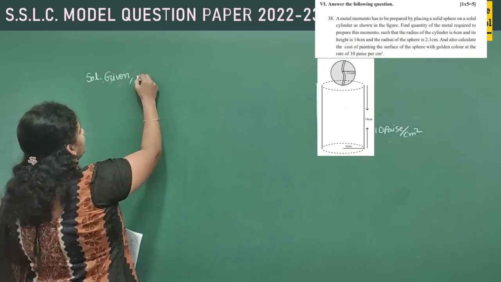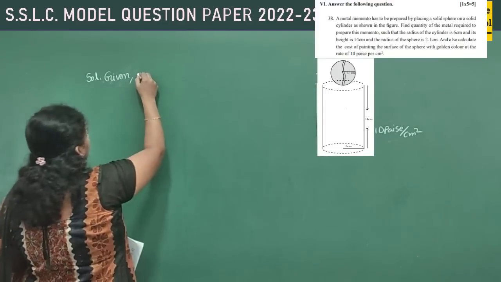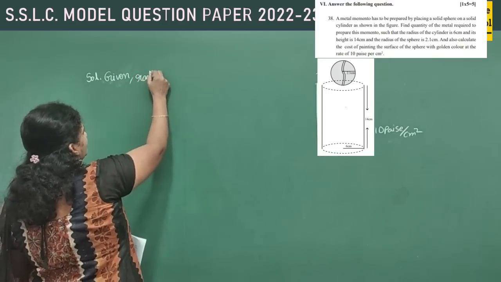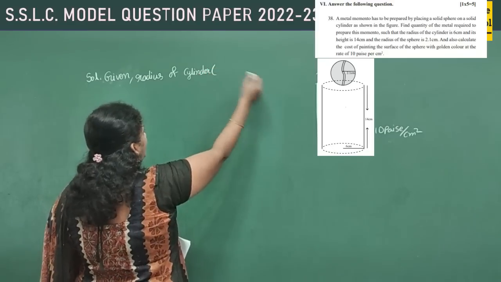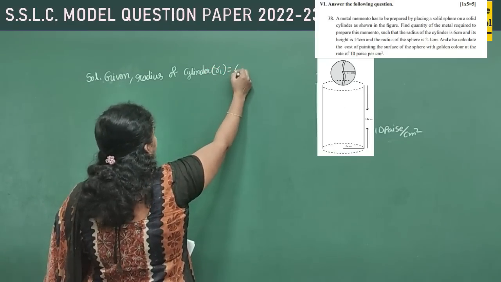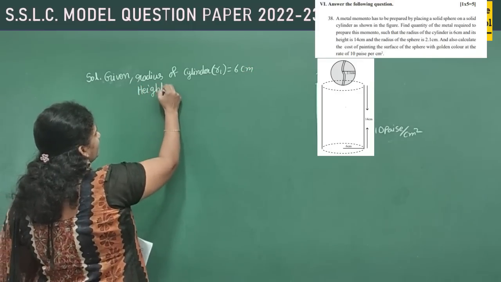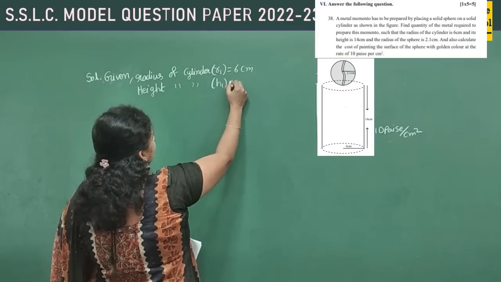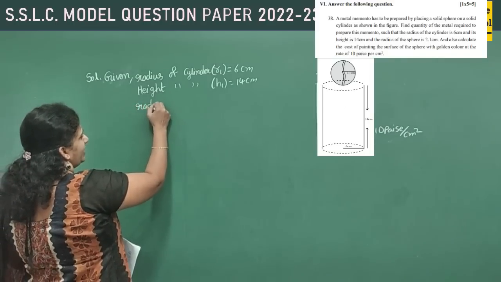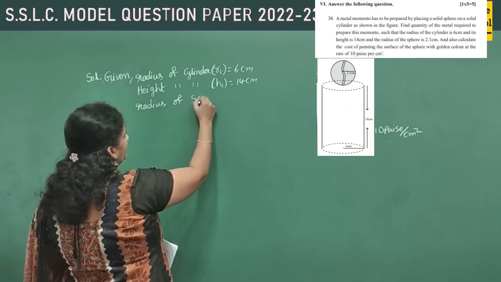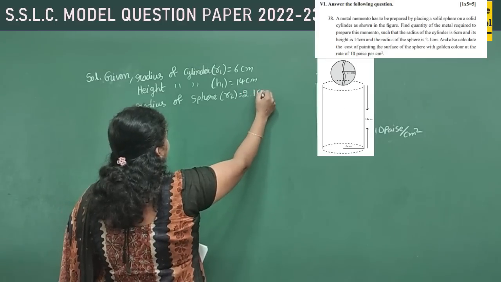Given: radius of cylinder, let me mark it 1, sphere, let me mark it 2. Why have I marked 1, 2 here? Let me mark it: r1 is equal to 6 centimeter. And next, height of the cylinder, h1 is equal to 14 centimeter. And next, radius of sphere, let me write r2 is equal to 2.1 centimeter.